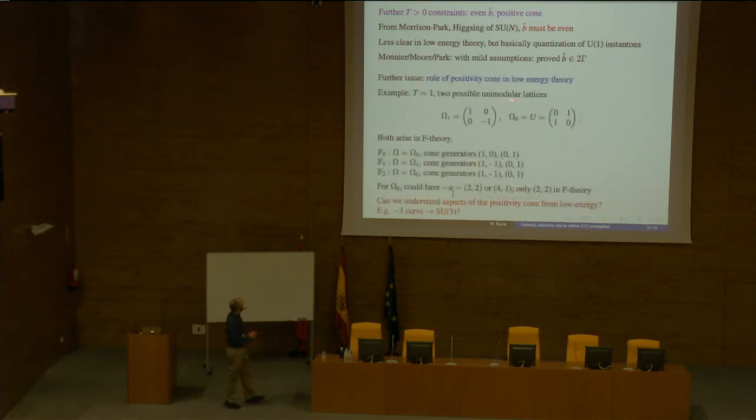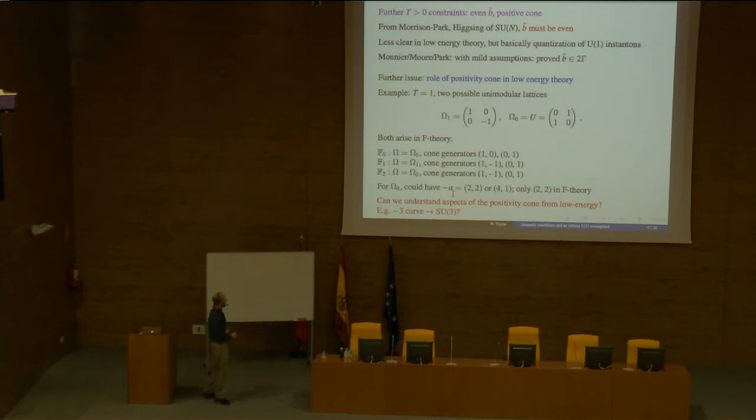There are also subtle issues about the positivity cone. In T equals 1, for instance, there are two unimodular lattices. They can have different cones. From F-theory, there are certain cones of positivity that can arise. We don't really know what the low energy constraints are on the positivity. There are various choices of the A vector. From F-theory, we get 2, 2 on the even lattice. There's also the possibility of 4, 1, but that doesn't seem to arise from F-theory.